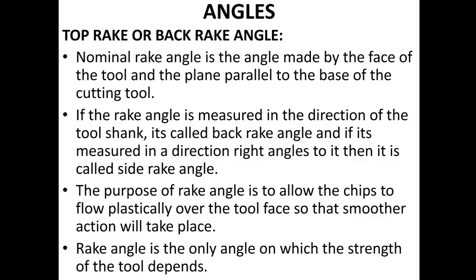Angles: top rake angle or back rake angle. Nominal rake angle is the angle made by the face of the tool and the plane parallel to the base of the cutting tool. If the rake angle is measured in the direction of the tool shank, it is called back rake angle, and if it is measured in a direction at right angles to it, then it is called side rake angle. The purpose of rake angle is to allow the chips to flow plastically over the tool face so that smoother action will take place.